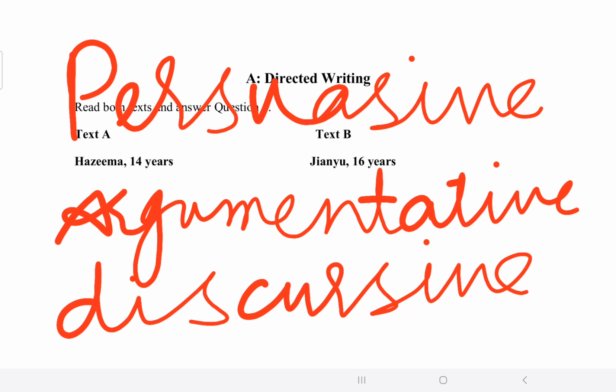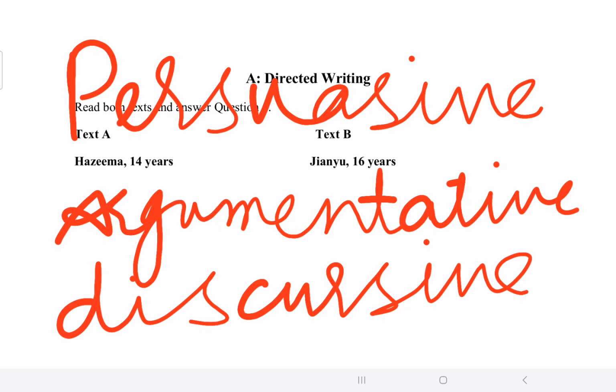Whereas when it is discursive, it can be a report, it can be an article, even sometimes it can be a speech if that is not a debate. So you have to be discursive, you just be neutral and discuss all those things. So this is the nature of your directed writing task.